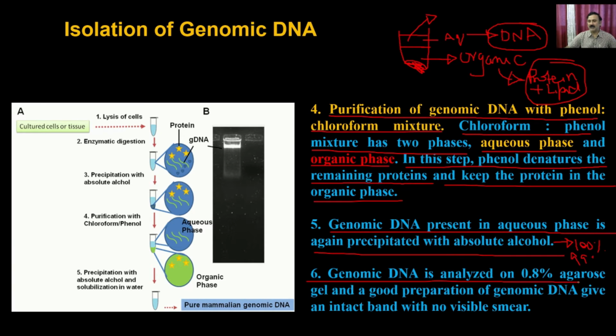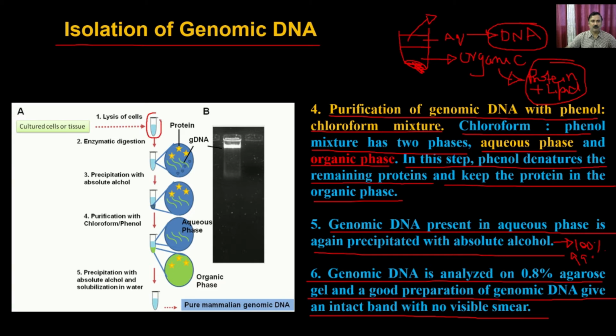After that, the genomic DNA has to be analyzed on an agarose gel, and a good preparation of genomic DNA gives an intact band with no visible smear. I have shown you this whole scheme of isolating genomic DNA in pictorial form. First you have to lyse the cells with the help of the lysis buffer. Once you do that, it is going to give you the cell lysate, where you are going to have the DNA, the proteins, and all other things.